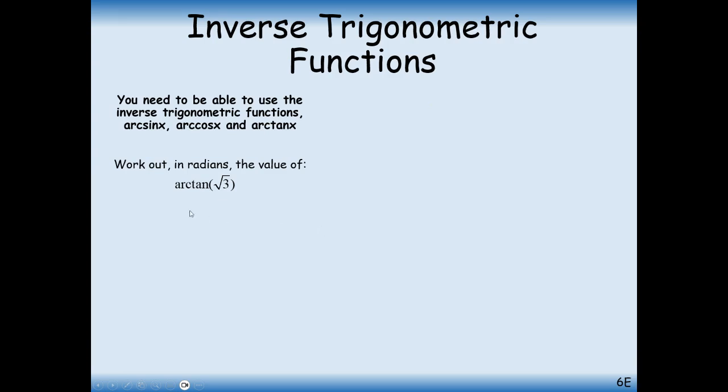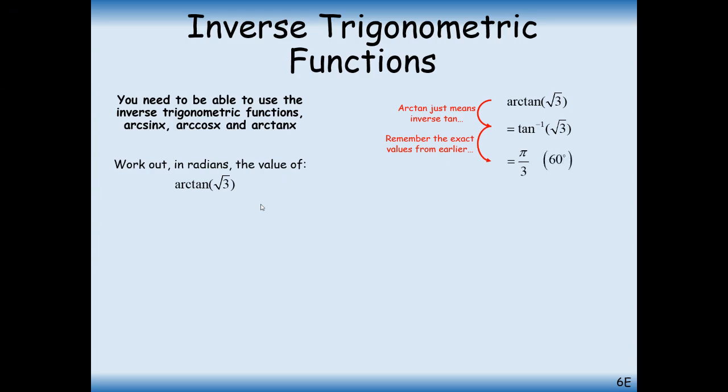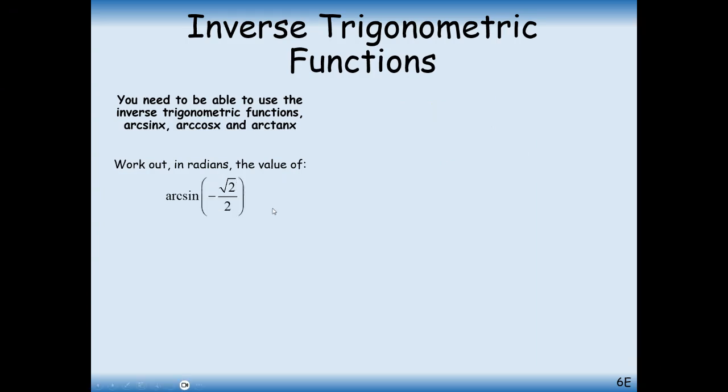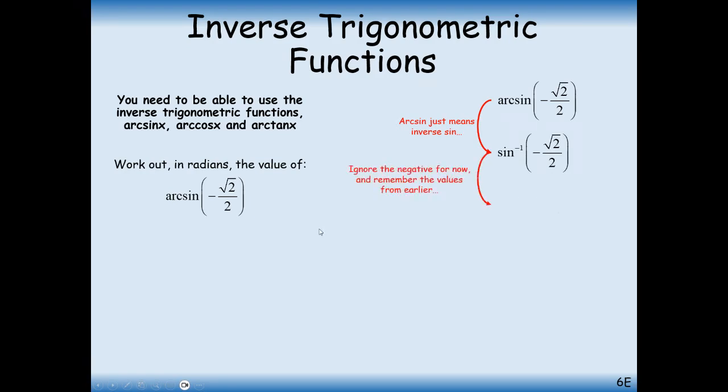So we have been asked in this question to calculate the answer in radians. So when we take arctan of root 3, we'll get the answer to be pi over 3. And that's equivalent to 60 degrees if we had to calculate it in degree terms. So arcsine of negative square root of 2 over 2 is negative 45 degrees, which is negative pi over 4. Our answer needs to be in radians.